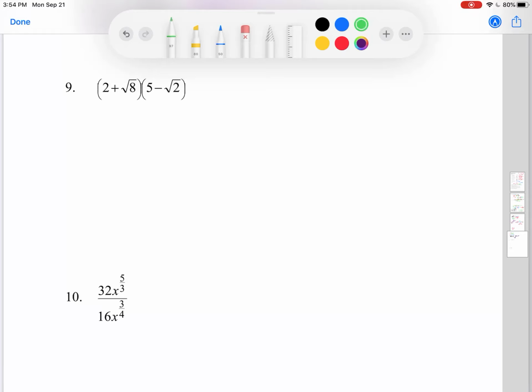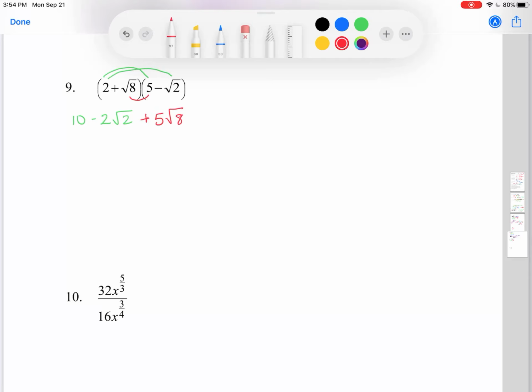Question 9. As we look at question 9, the same rules are going to apply like you're used to. So you see these two sets of parentheses next to each other, so we want to FOIL. If you don't know FOIL and you know it as double distribute, that's the same kind of idea. So I'm going to take this 2, multiply it out here to 5. 2 times 5 is 10. Take the 2, multiply it by the second term. That gives me a negative 2 root 2. So if you're multiplying just a constant, it's going to stay on the outside of that root.